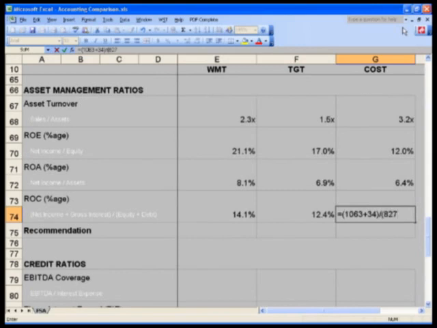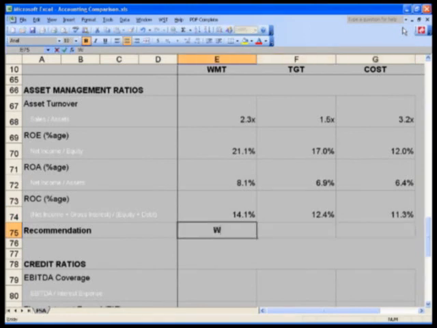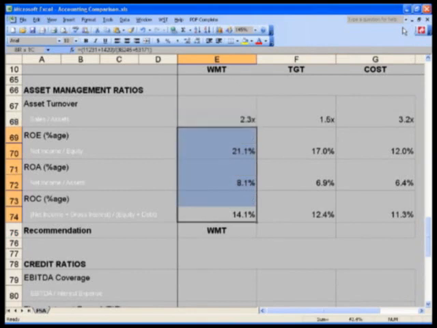ROA equals our net income of 1063 divided by 16,514 of our asset base, 6.4%. ROA, return on assets. And we will do the same thing here for ROC equals 1063 of net income plus our 34 of interest divided by our equity and debt base, which gets us 827 as well as 8881. And that will give us an ROC of 11.3%.